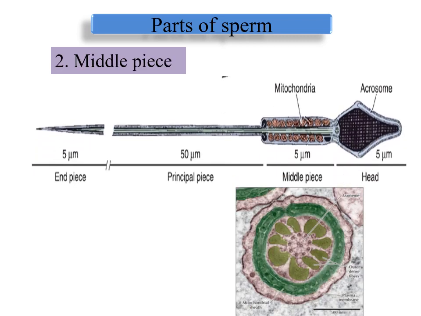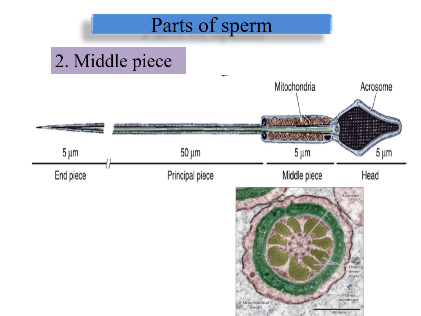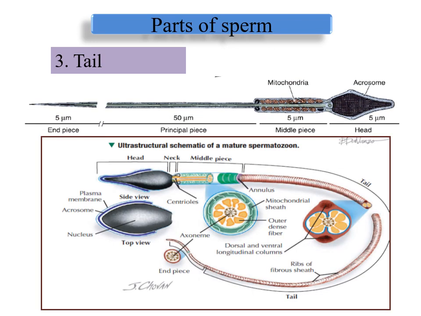And then you have the middle piece. The middle piece contains the axoneme of the flagella, and it also has 9 longitudinal fibers and mitochondrial sheath, which we said ends at something called the annulus, and of course it is covered by cell membrane. Then you have the tail, or the flagella itself, which is 50 micrometer in diameter. The principal piece is formed of axoneme and fibrous sheath, which are circumferential, whereas the end piece is formed only of axoneme. So the tail is formed of axoneme and circumferential fibers, whereas the end piece is formed only by the axoneme itself.